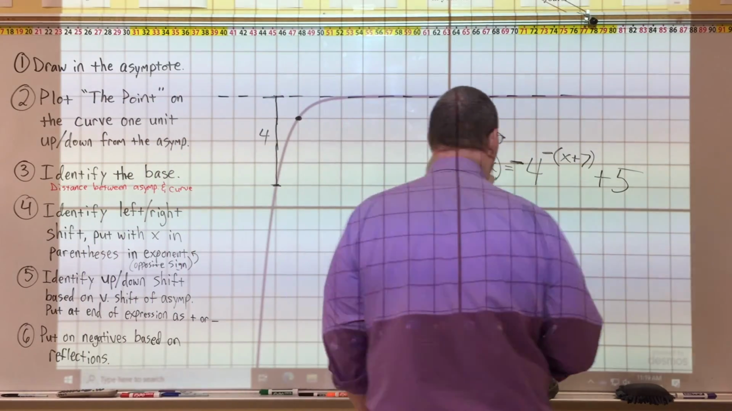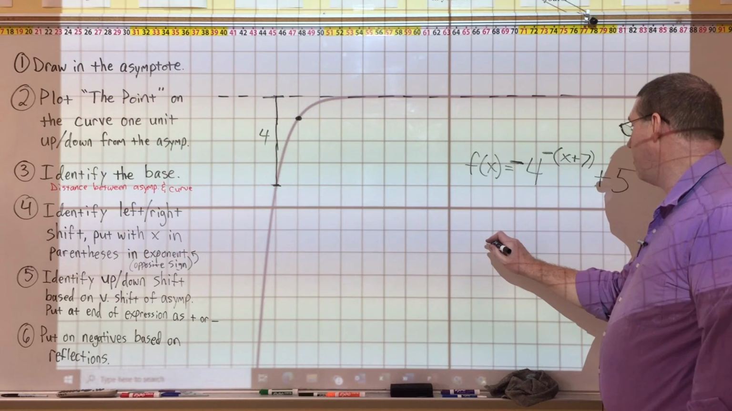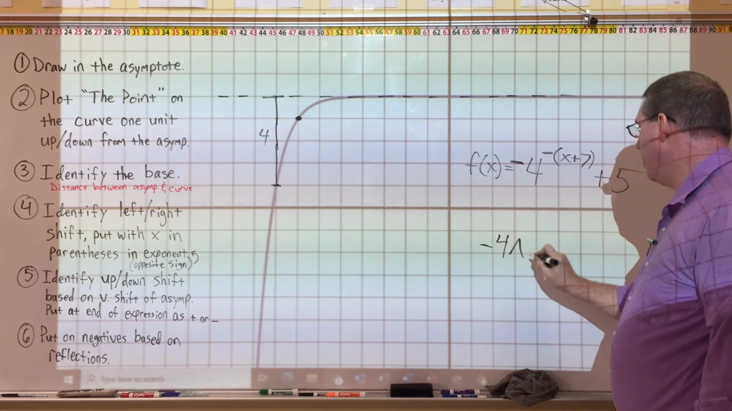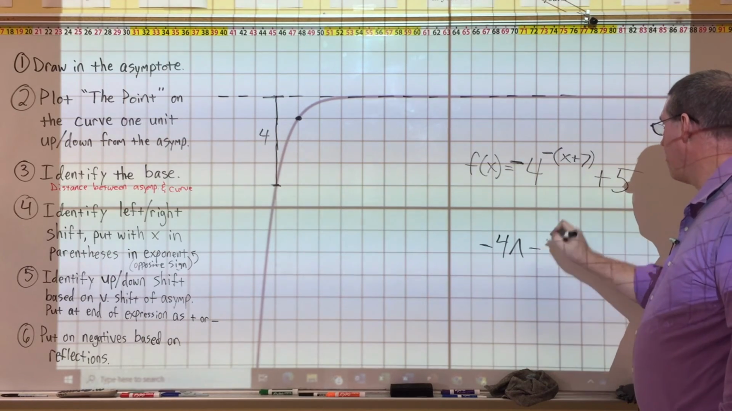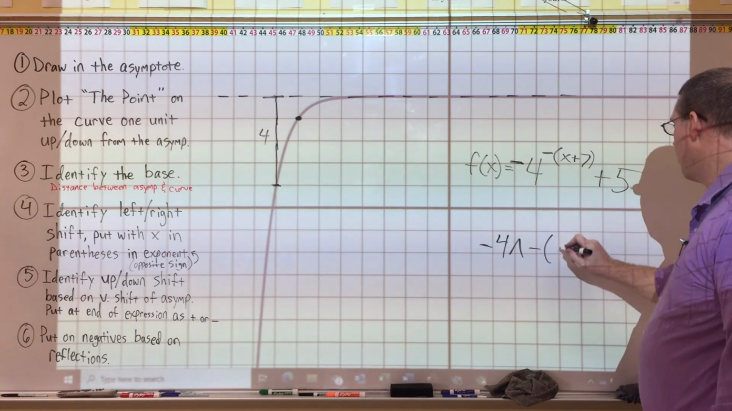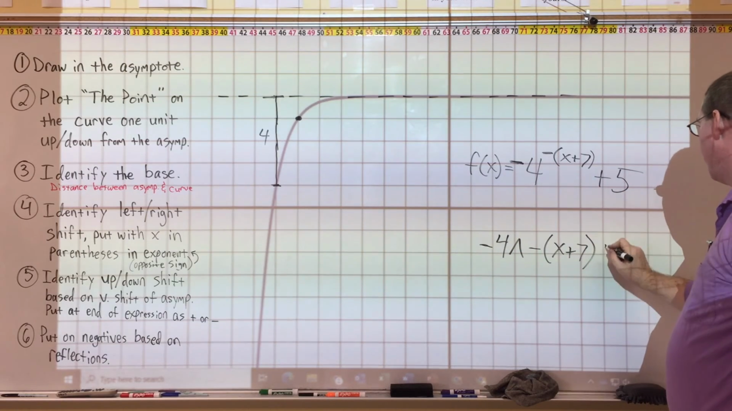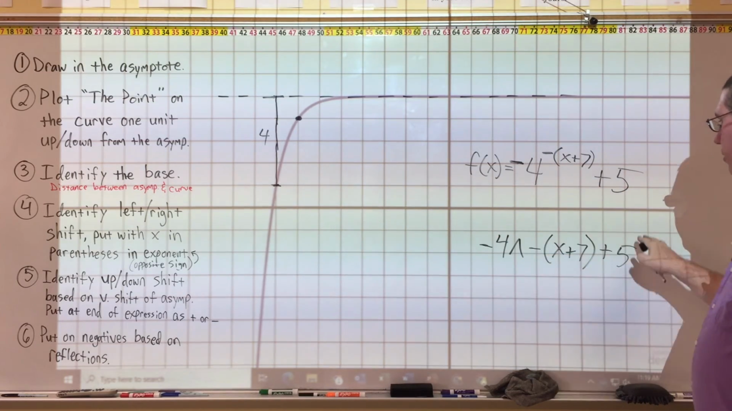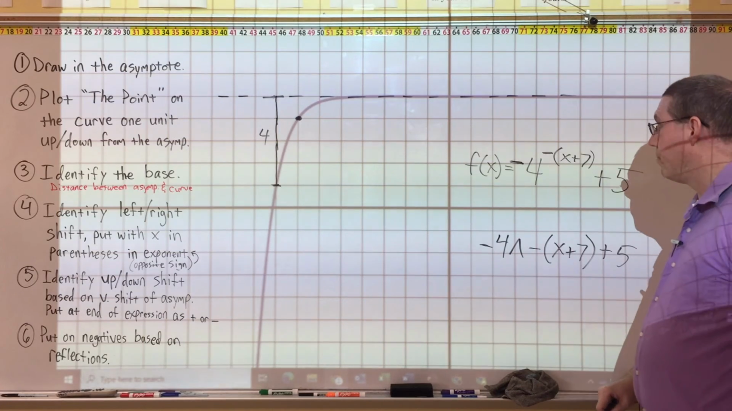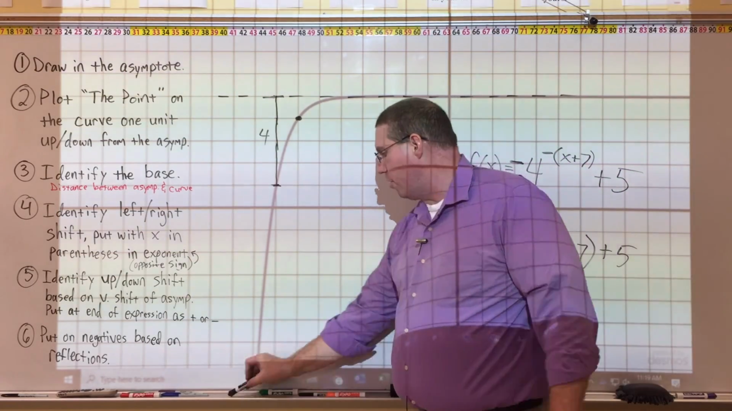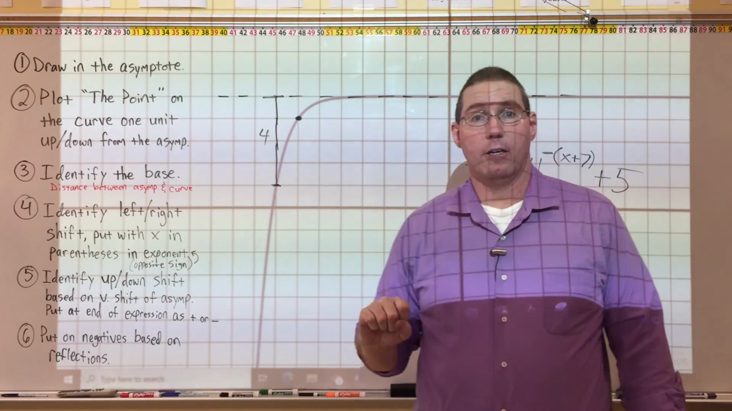And if we were going to type this into a box, we would type it in as put a negative, then a 4, then an exponent symbol, then negative, then parenthesis, then x plus 7, then close the parenthesis, then plus 5. And this is how we would enter it into a box, okay? And so that's it. This is everything you have to know about identifying the graphs of exponential functions.